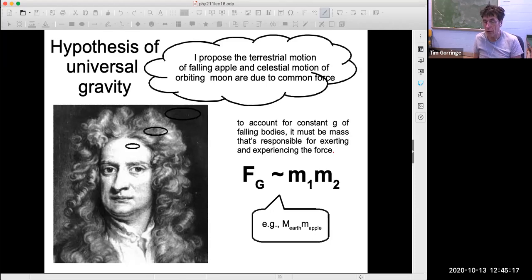And he was able to figure out the properties, the characteristics of universal gravity. So here's one key property.